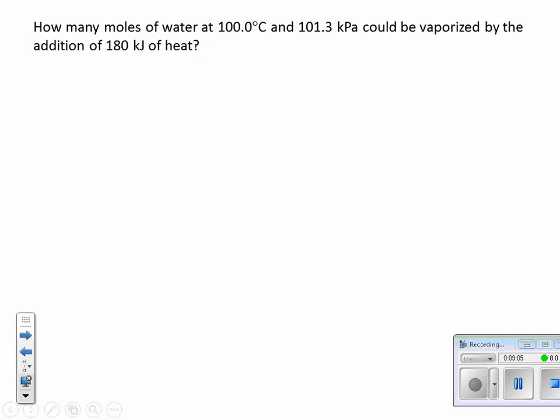Okay, last one. So in this example, we're solving for how many moles of water at 100 degrees Celsius and 101.3 kPa, kilopascals, can be vaporized by the addition of 180 kilojoules of heat. So one thing you notice about this is that this is standard pressure, and this is the normal boiling point of water. So we don't need those numbers, but they're just telling us, hey, there's nothing weird going on here. The water's boiling at 100 under standard conditions.